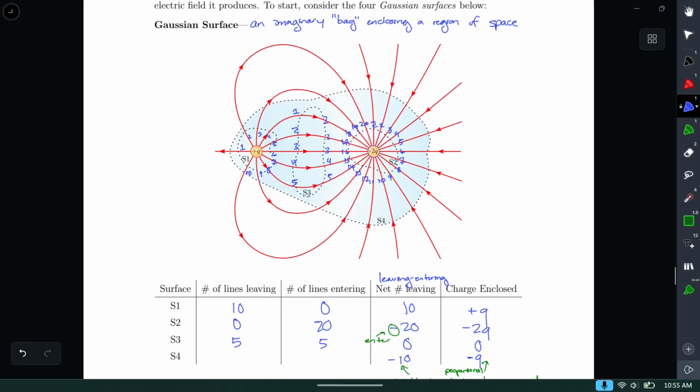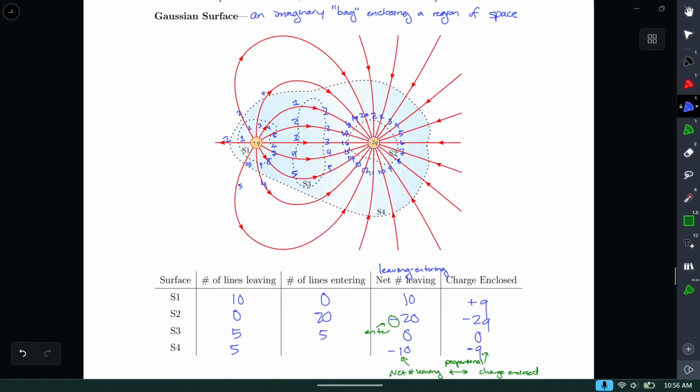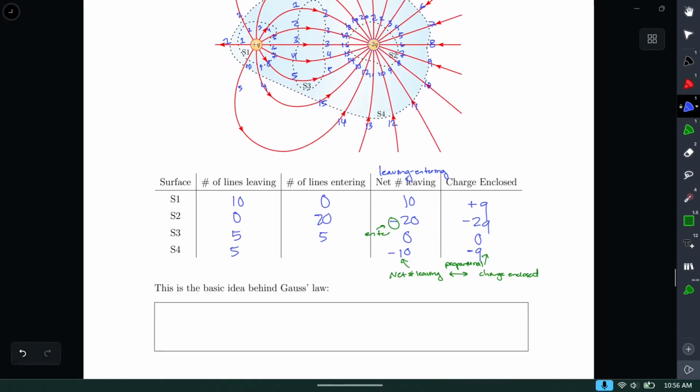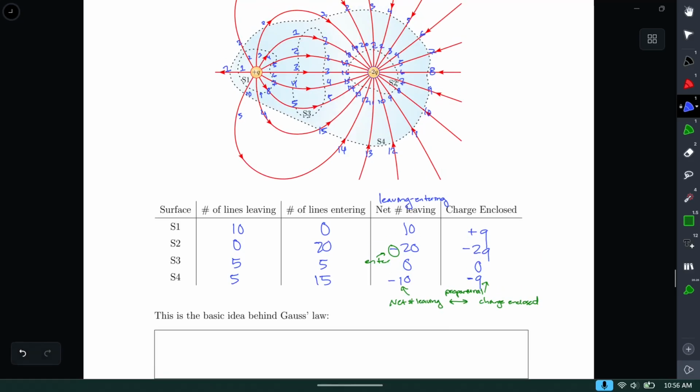And again, if you're not convinced, we can go through and count. The number leaving surface 4, I see 1, 2, 3. I keep going around. A lot of these are entering. 4, 5. So I see 5 lines leave bag 4. And then entering, I see 1, 2, 3, 4, 5, 6, 7, 8, 9, 10, 11, 12, 13, 14, 15. So 15 enter the bag. 5 minus 15 is negative 10.